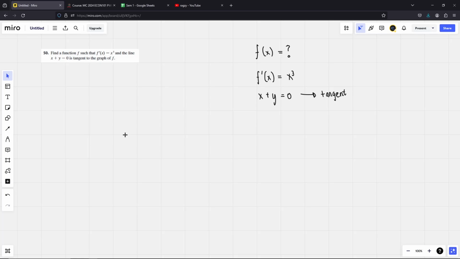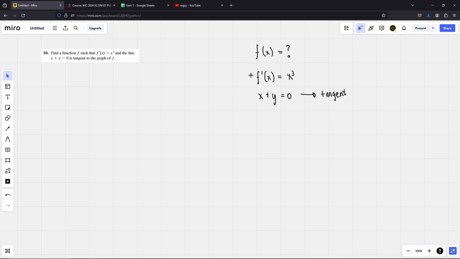Okay, so today we have another antiderivative question, and question 50 says find a function f such that f prime of x is equal to x cubed and the line x plus y is equal to 0 is tangent to the graph of f. Okay, so what does this mean?